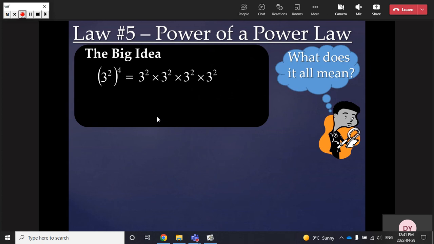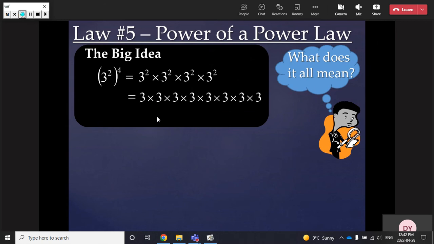Essentially, but we're just going to simplify here. I'll show you what I mean. Now, each of these 3 squareds can be further broken down into 3 times 3, right? So really what we should have is 3 times 3 times 3 times 3 times 3 times 3 times 3 times 3.